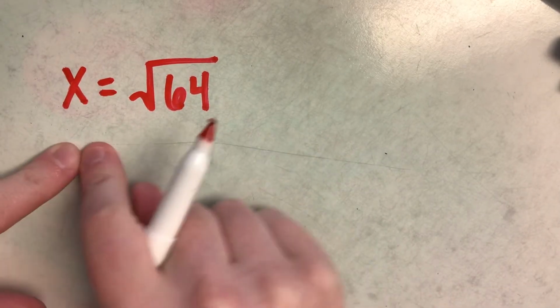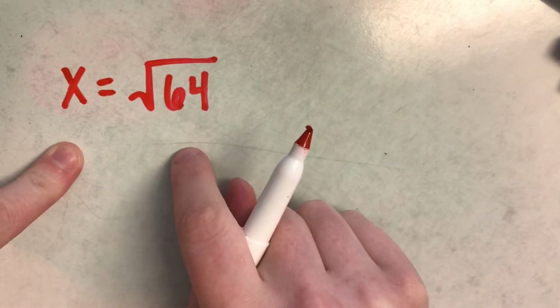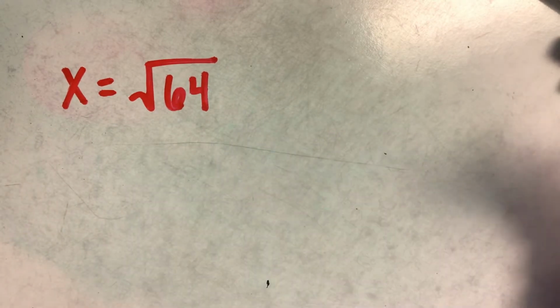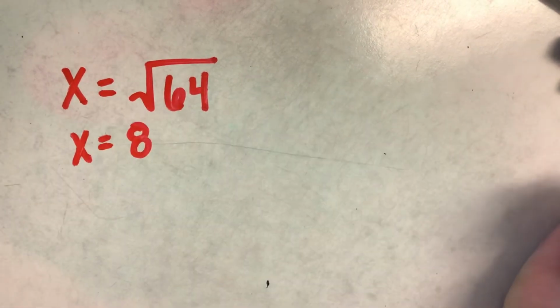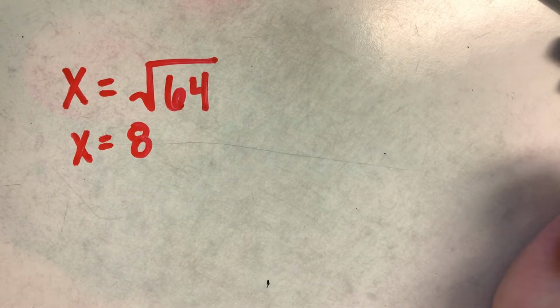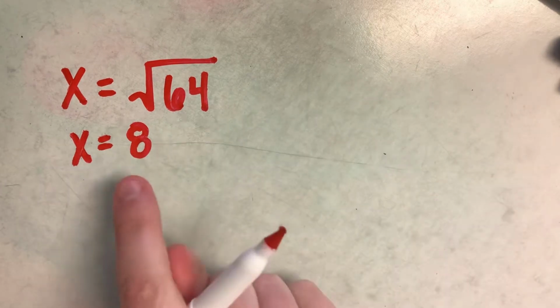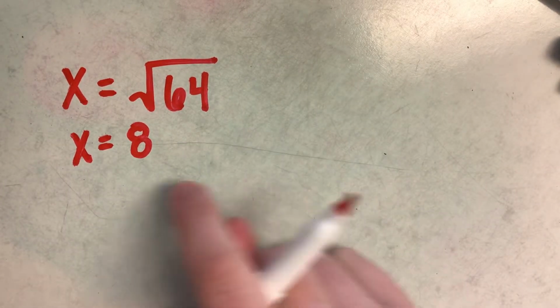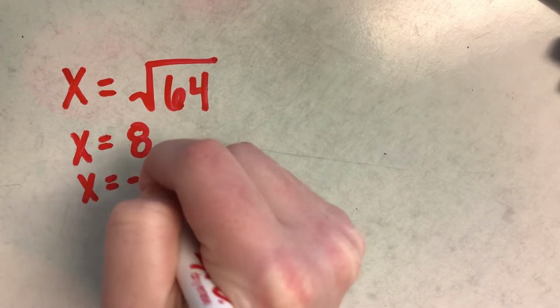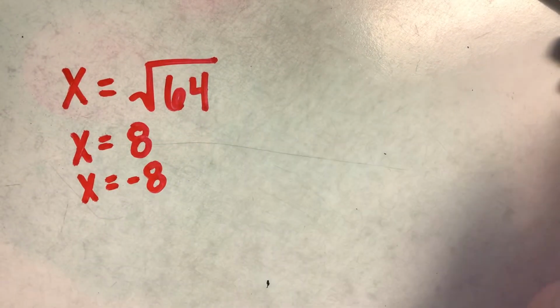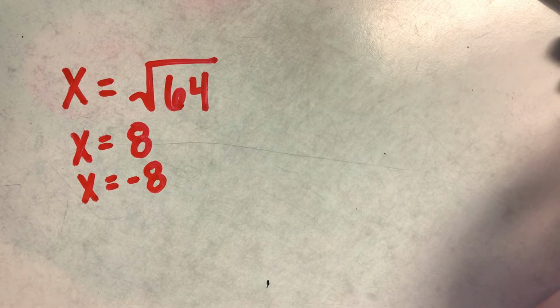So to solve this, we're going to think, okay, what times itself gives me 64? And we should know that's 8. So x is going to be equal to 8. And then remember, with square roots, you have two solutions. That's going to be the positive and the negative. So x equals 8, and x also equals negative 8. That's all we're looking at with these equations.